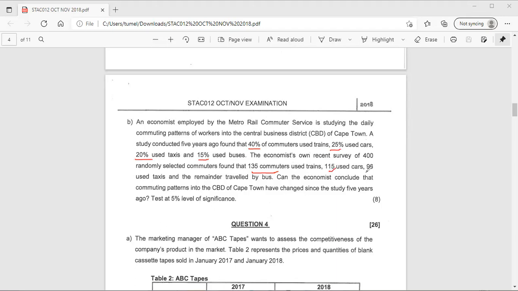The Economist's own recent survey of 400 randomly selected commuters found that these were for trains, these were for cars. These are the observed. This person has observed that. And what I like is here. They are saying the Economist's own recent survey of 400. This 400 is what? N, the sample size.